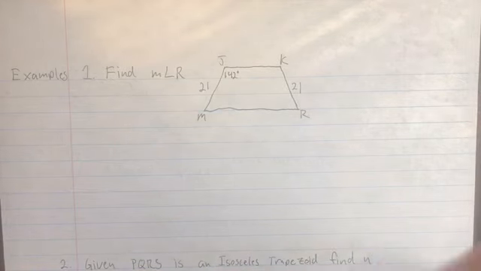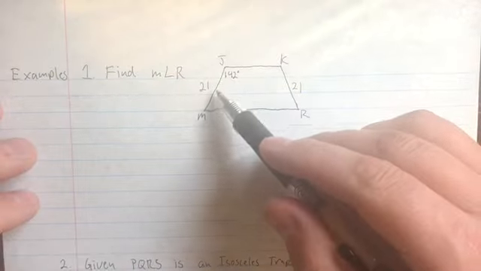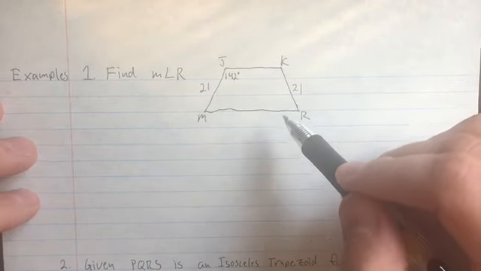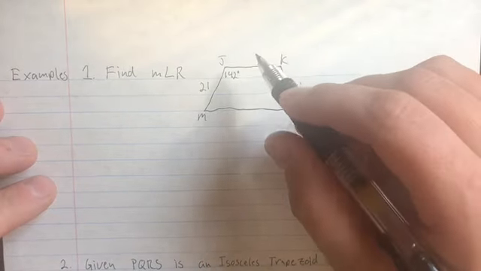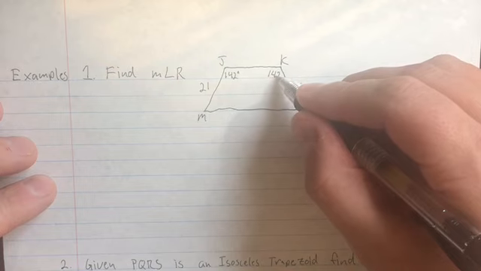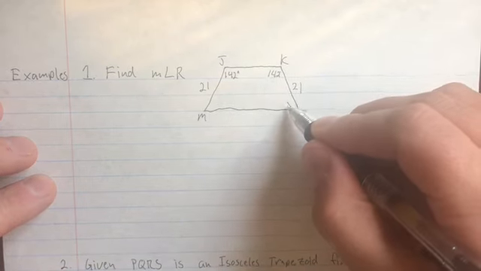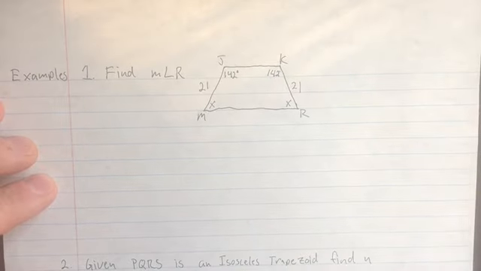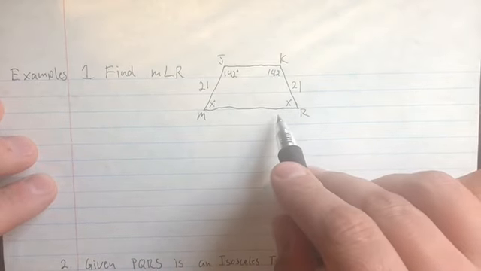When I take a look at this trapezoid, I see that it has 2 congruent legs. They're both 21, so that would make it an isosceles trapezoid. Thus, the base angles are congruent. Angle J and K both have to be 142. We're asked to find R, so I'm going to let that be X. Angle M would also have to be X because that's another pair of base angles.